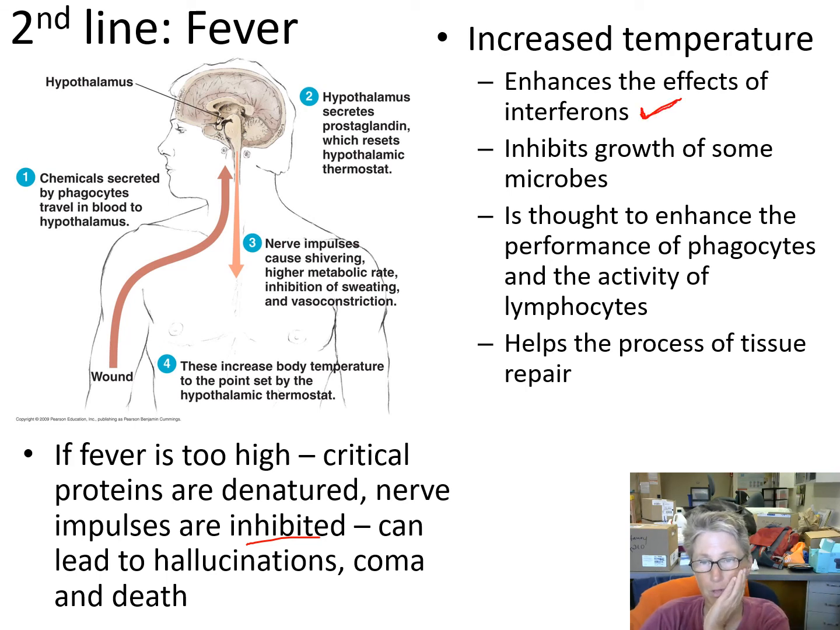But the increased temperature that's not too high enhances the effects of interferons. Remember, those are molecules that can warn cells of a viral infection. Increased temperature when you have a fever inhibits the growth of some microbes. And that increased temperature, some scientists think it enhances the performance of phagocytes, so they eat more readily. And the increased temperature also helps in the process of tissue repair, which is the endpoint of inflammation.